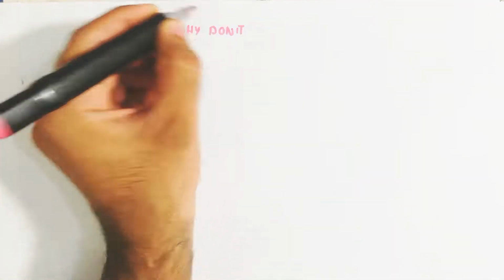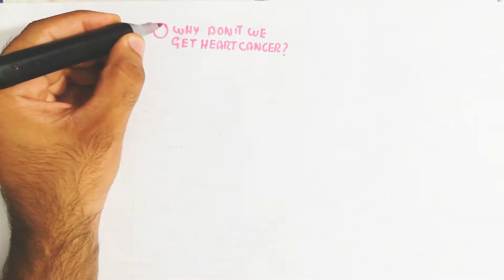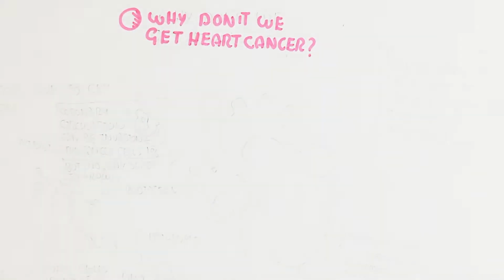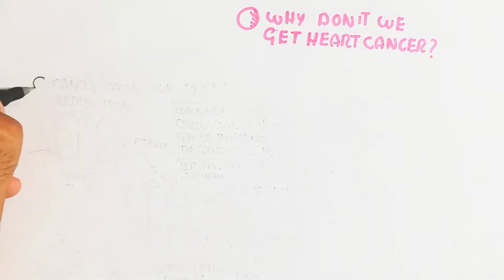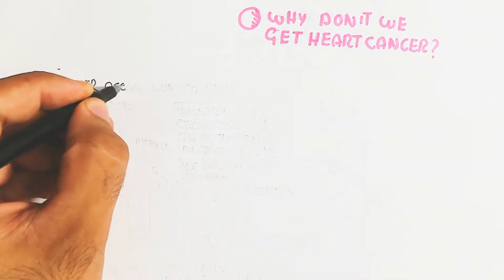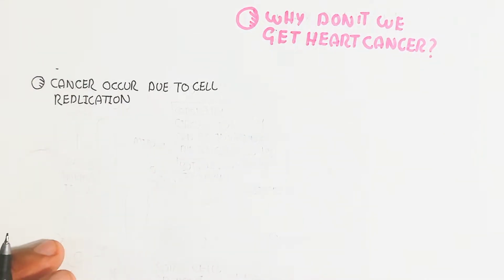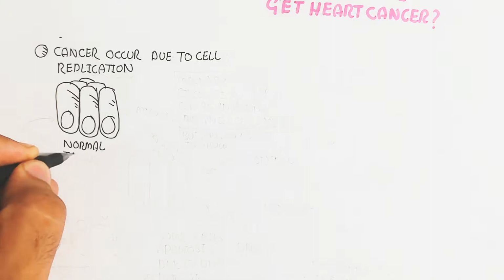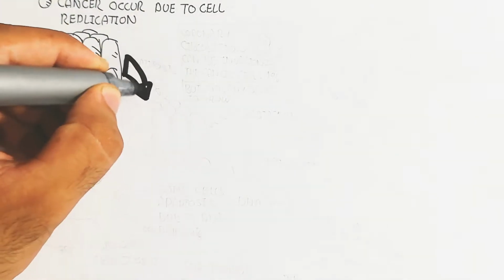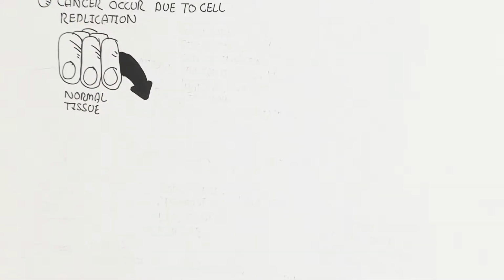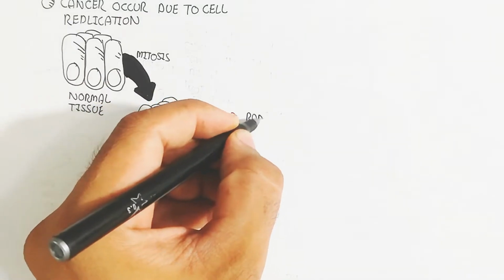Hello, in this video we will discuss why we don't get heart cancer. First of all, we will discuss the cancer mechanism. Cancer occurs due to cell replication. Replication means the cell will replicate, but damaged cells undergoing uncontrolled replication will lead to proliferation and rapid mitotic cell division due to damage of the DNA.